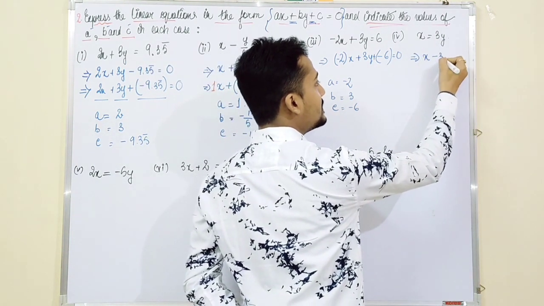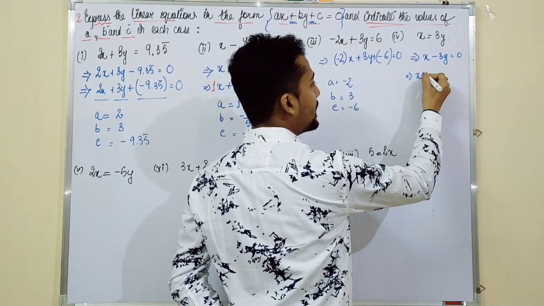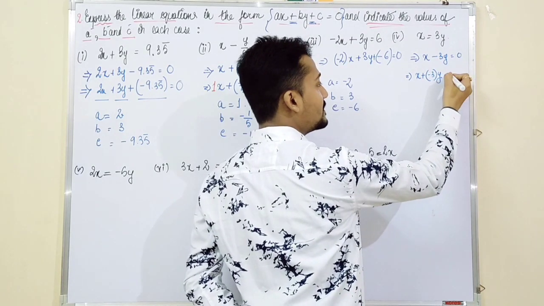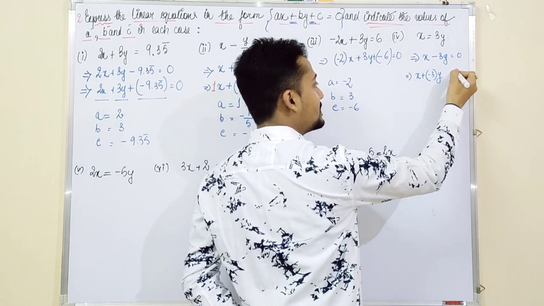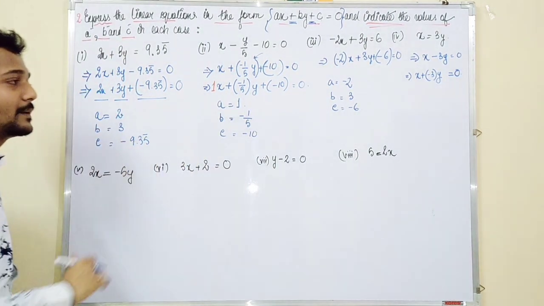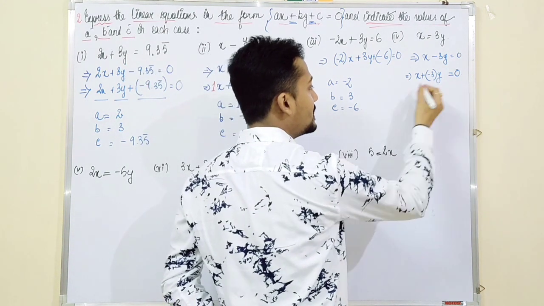x minus 3y is equal to 0, which is x plus minus 3y. In place of C there is nothing, isn't it? That means we can write a 0, but writing a 0 or not writing a 0 doesn't make any change. So I have kept it as it is. So it will be x plus minus 3y equal to 0.